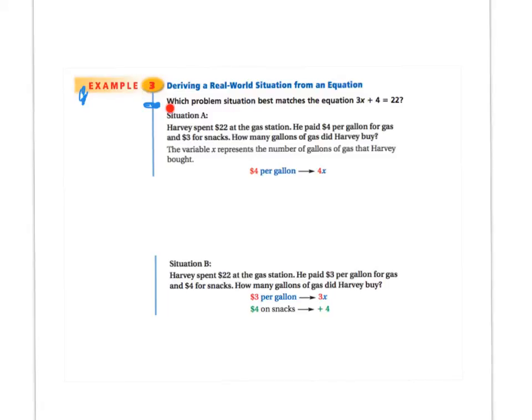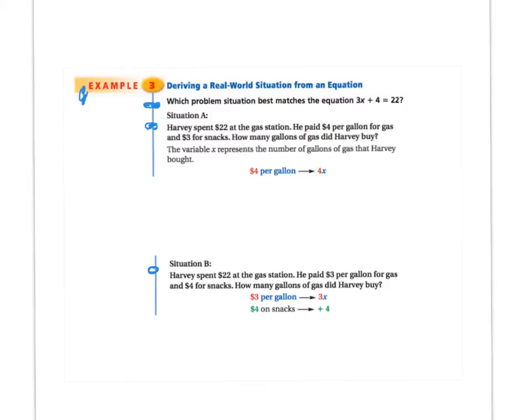Example 3. Which problem situation best matches the equation? So this is what we're going to be referring to right here. 3 multiplied by x plus 4 is equal to 22. And then they give us two situations. So we have situation A and we have situation B. You can just go ahead and write situation A and then situation B. And you should be following along and writing what I have in blue.